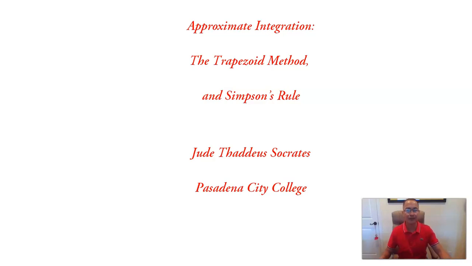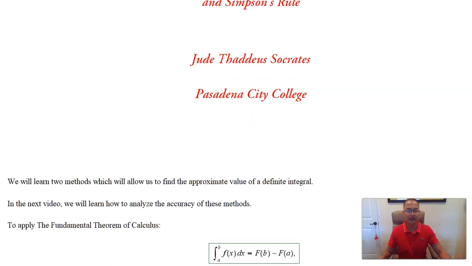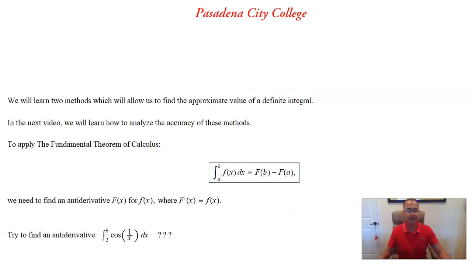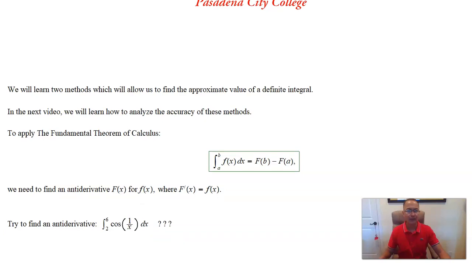Welcome to today's video where we're going to talk about approximate integration. And as the title says, there are two methods which we are going to focus on. They're called the trapezoid method and Simpson's rule. So if we are going to compute a definite integral, the main problem is that we need to find an antiderivative if we want an exact answer.